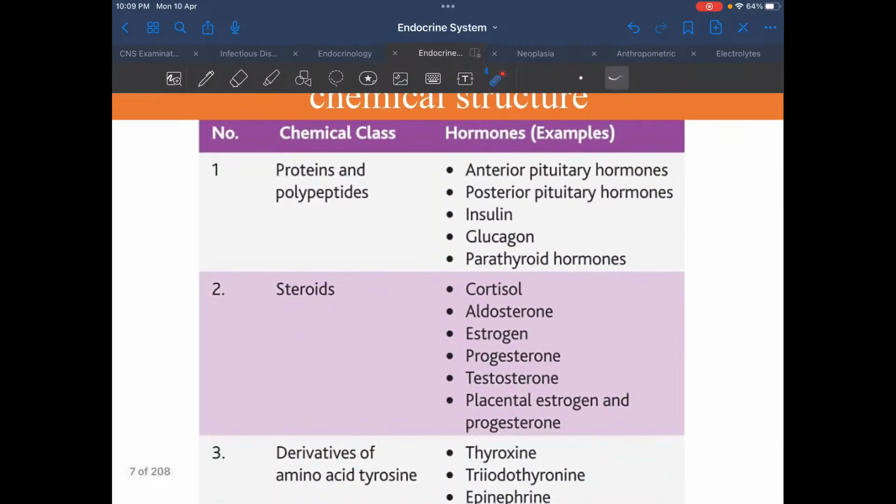The second class of hormones we have are steroids. And what do they have? They are the steroids that are either released by the adrenal cortex. What are they?